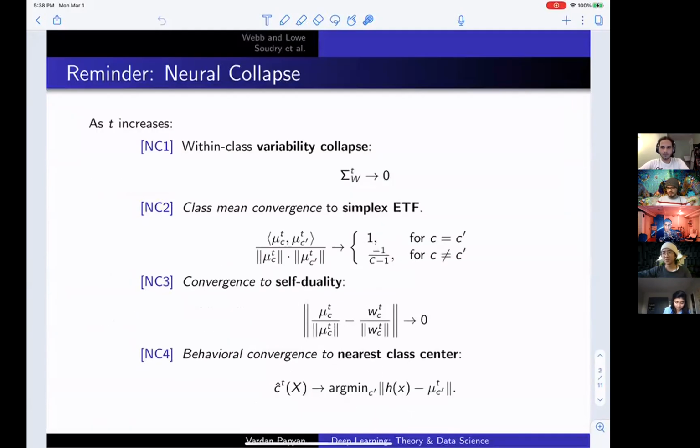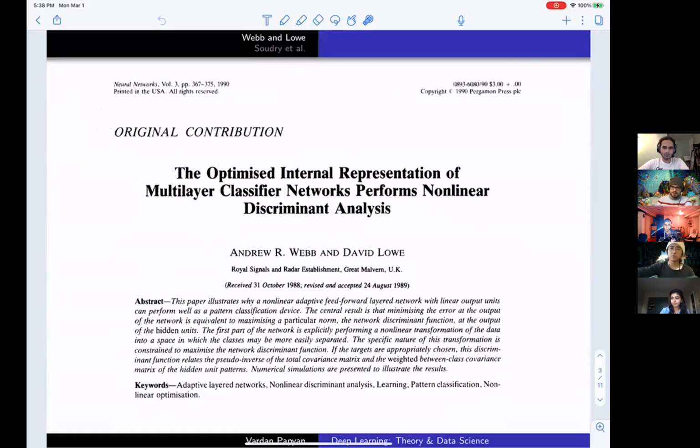So here's again a reminder of neural collapse. And if you remember, a couple of lectures ago, we discussed a paper by Webb and Lowe, which was called the Optimized Internal Representations of Multilayer Classifier Networks Performs Nonlinear Discriminant Analysis. Does anyone remember such a paper? Okay, we do remember this paper.